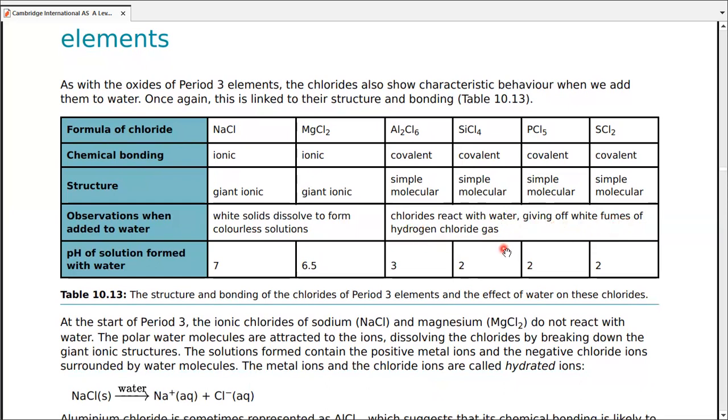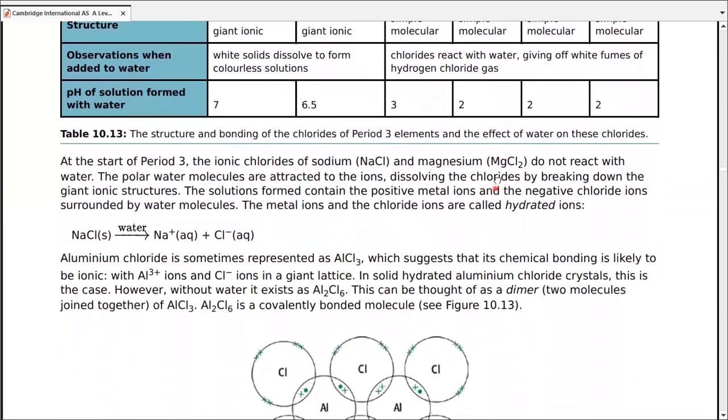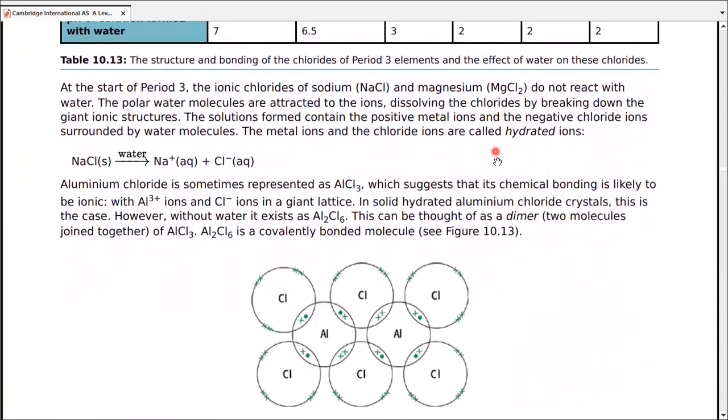Now, this is going to happen in an appropriate trend, something that we can at least discuss as a trend. If they're giving off white fumes of hydrogen chloride, definitely the pH is going to be lower, hence a pH of 3 or 2 is commonly seen for these. Let's talk about them in more detail.